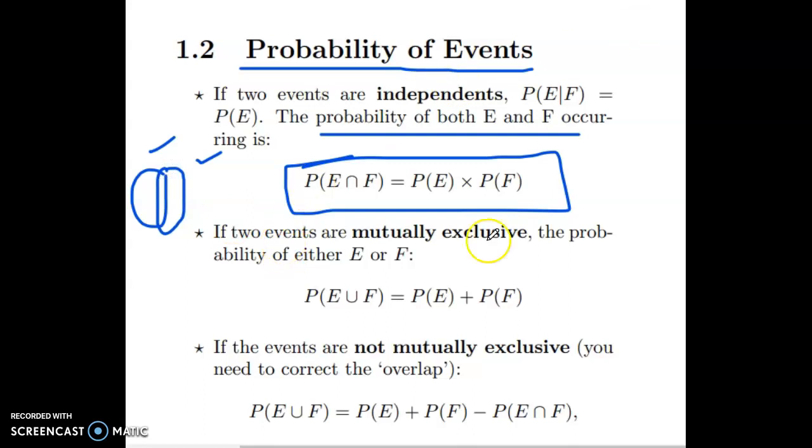If the two events are mutually exclusive, the probability of either E or F. Mutually exclusive means same like that. So here we use addition: P of E plus P of F, P of E union F.